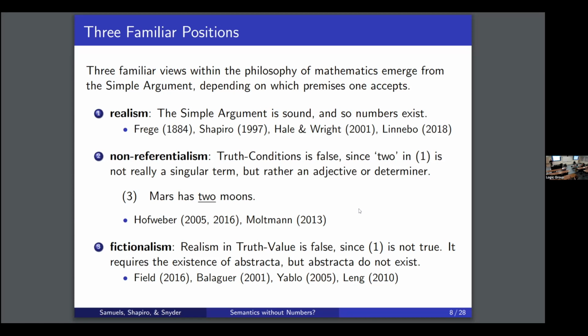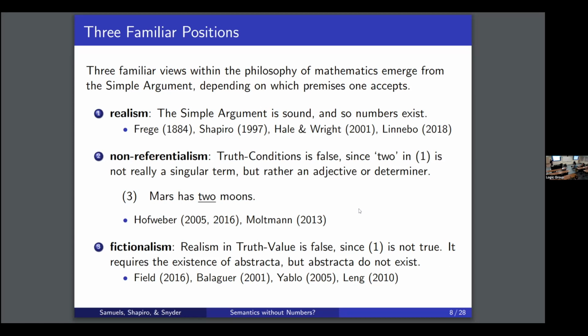Fictionalism rejects the second premise, namely the truth of the original sentence. That premise is false because it requires the existence of an abstract object, namely a number. So this presupposes that numbers, if they exist, are in fact abstract. You don't have to accept that, but it presupposes that. And since abstract objects do not exist, according to fictionalists, the sentence simply cannot be true. Maybe it's false, maybe it suffers from some sort of presupposition failure. In either case, it can't be true.